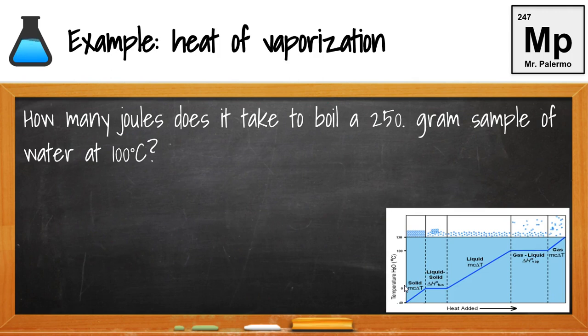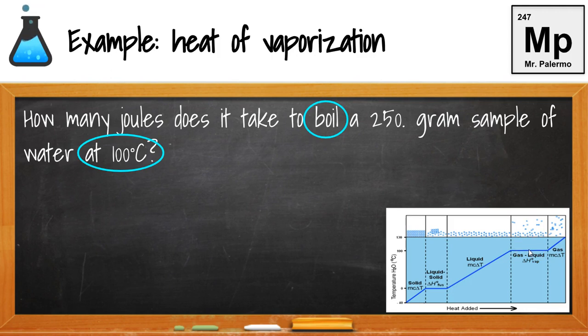Now let's look at an example of the heat of vaporization. How many joules does it take to boil a 250 gram sample of water at 100 degrees Celsius? So again, how do we decode and know which equation to use? Well, we don't see a change in temperature, but we do see the word boil, and we see at 100 degrees Celsius. And water boils at 100 degrees Celsius, and so therefore that's this phase change right here. And so we're going to use our Q equals MHV equation.